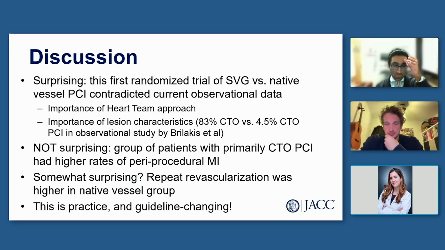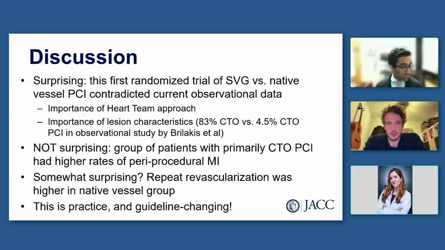And secondly, the importance of the lesion characteristics. We've already talked about this, the difference in the type of lesions in this trial compared with the observational studies. What I think was not surprising is that the group of patients with CTO-PCI had higher rates of periprocedural MI, because we already know that this is true about CTO-PCI compared with standard non-CTO-PCI.